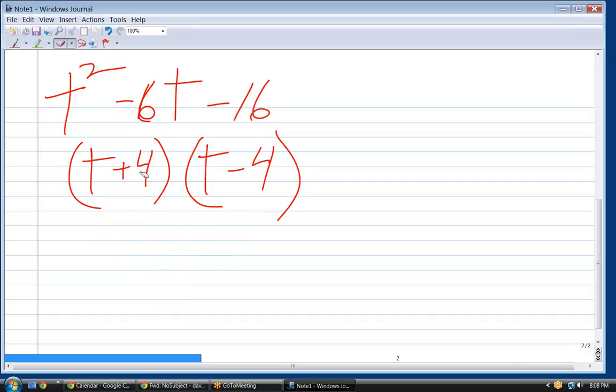What about negative 8 times negative 8, or plus negative 8? 8 and 8 would give you a 64 here. So the numbers we want have to be factors of 16, but they have to subtract to the number 6. So what two numbers multiply to 16 and subtract to 6?